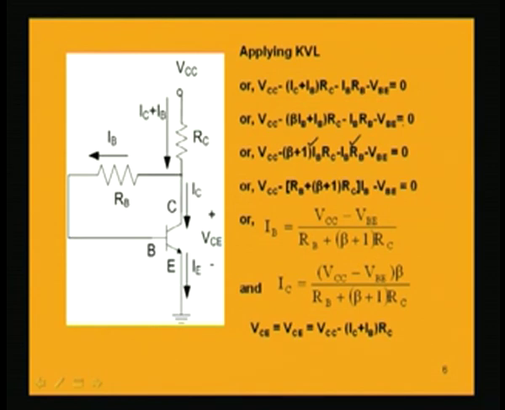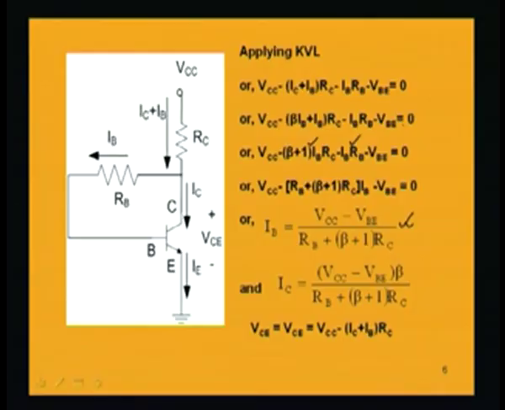Now I can very easily find out the value of IB. IB is equal to VCC minus VBE divided by RB plus beta plus 1 into RC. This expression of IB will now lead towards finding IC by simply multiplying IB by beta.